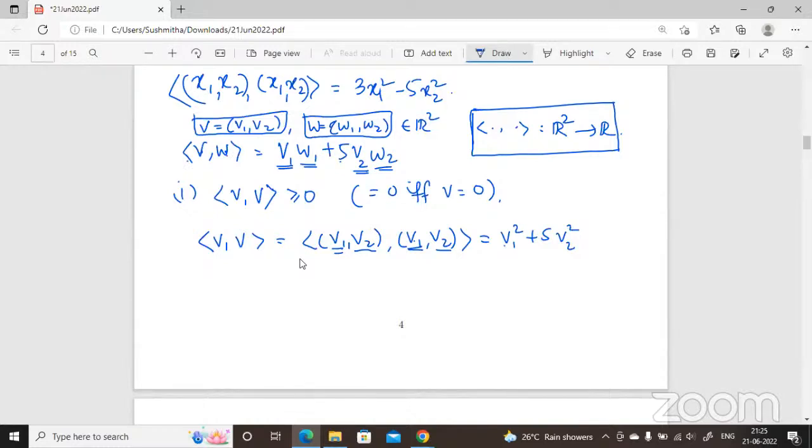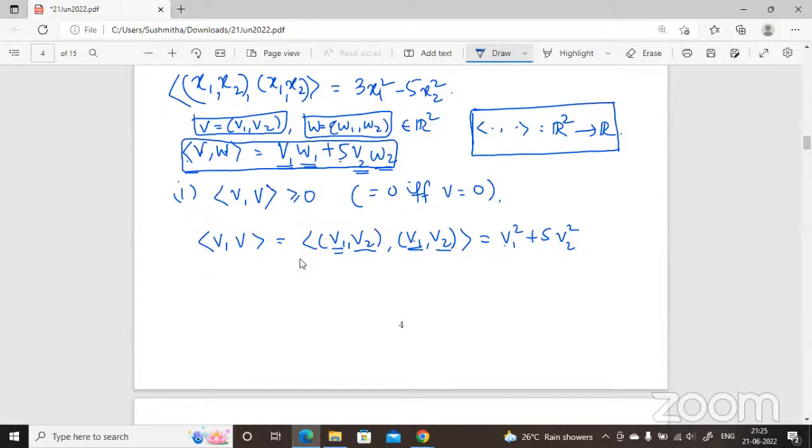So first you define V as V1 comma V2 and W as W1 comma W2. That is the notation we are following, and the inner product is defined like this. This is the definition of the inner product, V comma W. That's what you are expanding here: V1 square plus 5V2 square.